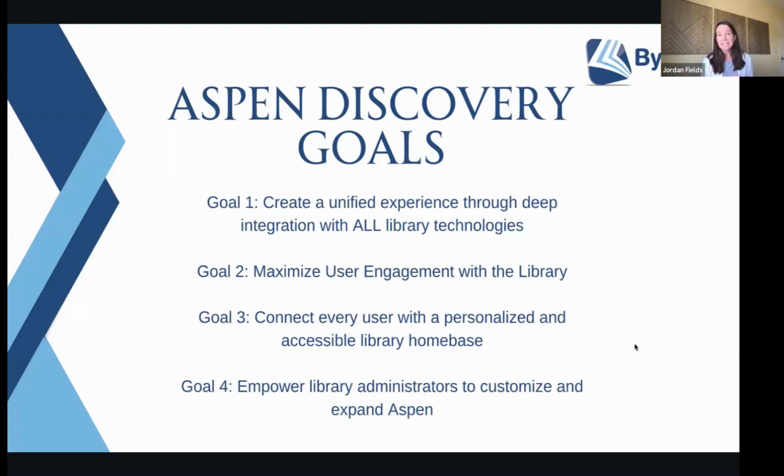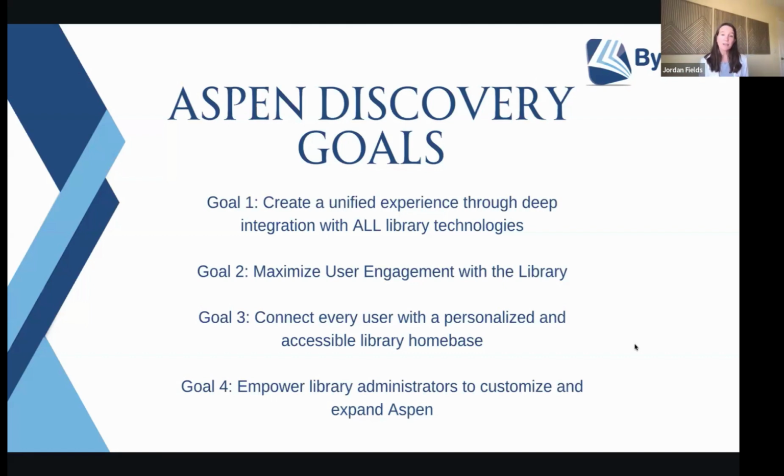Goal number three is to connect every user with a personalized and accessible library home base. Now, what you can do in Aspen is you can save these events. You can click out to register for these events. You can come back later and see the events that you've saved, making Aspen that one place. The goal is to have all of those library things that are specific and personal to the patron be accessible from Aspen, so that one place.